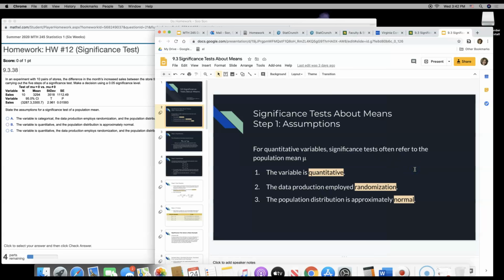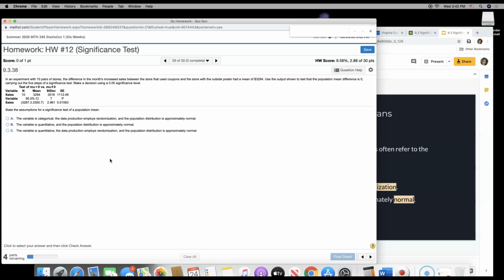And then the population distribution is approximately normal. Now, did they also say that? No, they didn't. What are we doing though? State the assumptions. Oh, so they just want you to state the assumptions. Okay, so we got those.